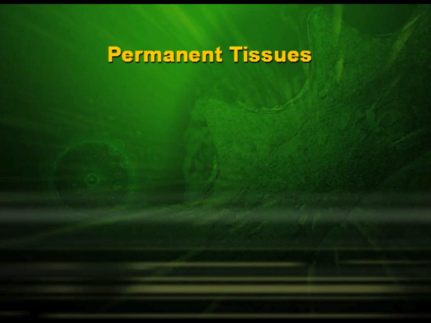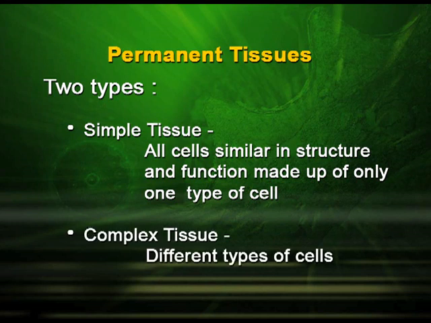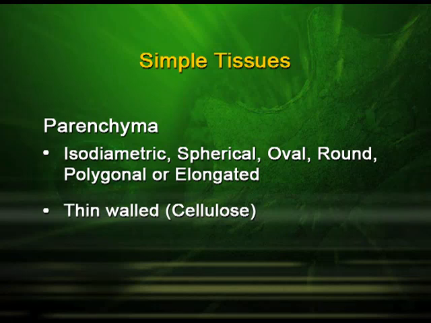Permanent tissues are of two types. The simple tissues, where all the cells are similar in structure and function, and they are made up of only one type of cells. The complex tissues have different types of cells. Under the simple tissues, the first is parenchyma.